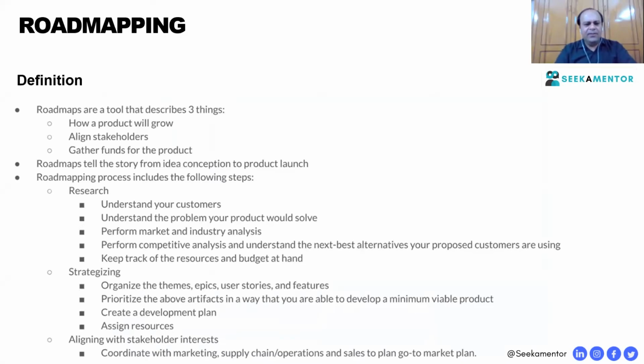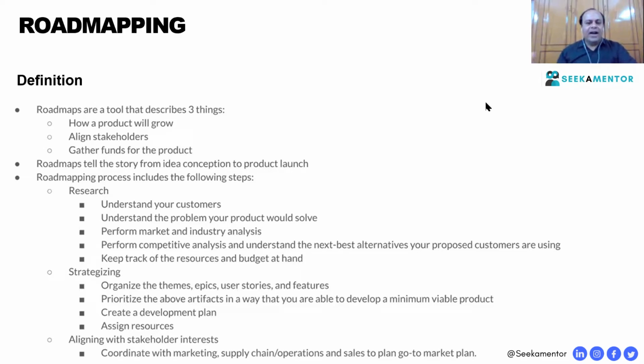Road mapping means the strategic plan, step by step, of how you can develop the product. Suppose you split the product into three parts: research, strategizing, and aligning with the stakeholders. That's how you can create the roadmap. This roadmap is a high-level discussion that needs to be taken care of in the initial phase of the product design, so that it will serve three purposes.